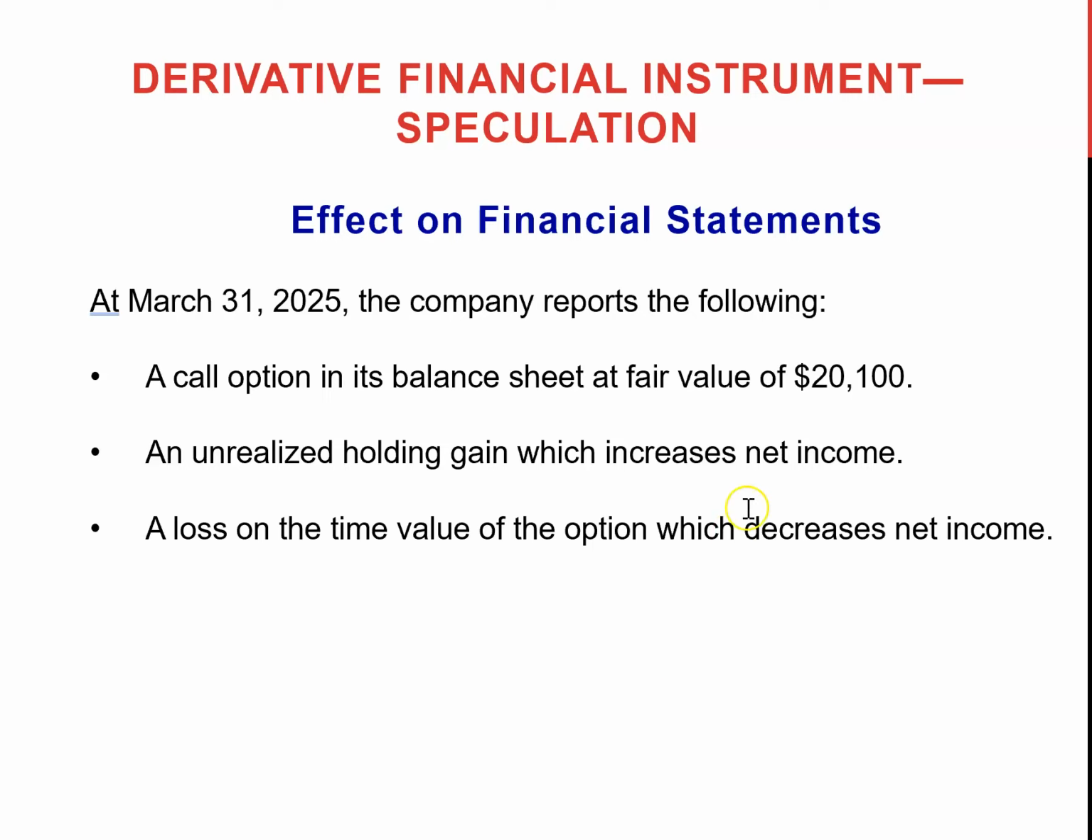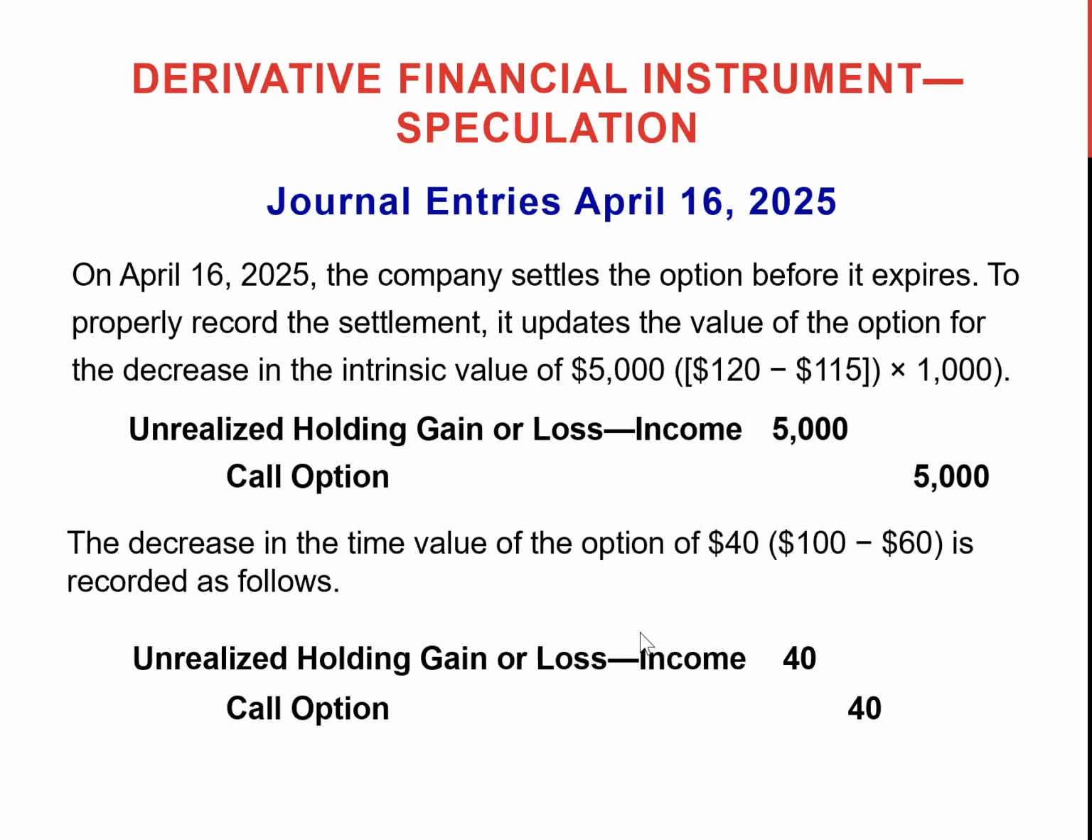They will also show the unrealized holding gain or loss in their income statement. One part, because of the intrinsic value increment, they have again $20,000. On the other hand, because of losing the time value of the call options, they will show the $300 loss.